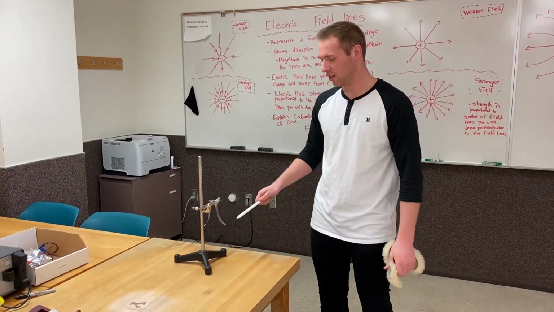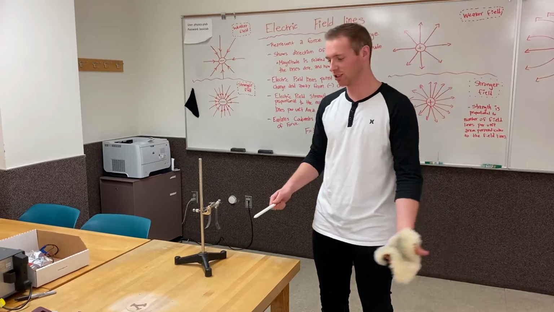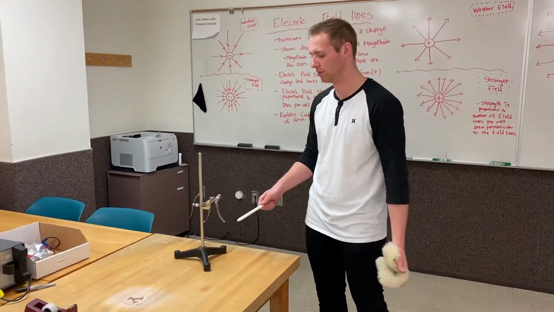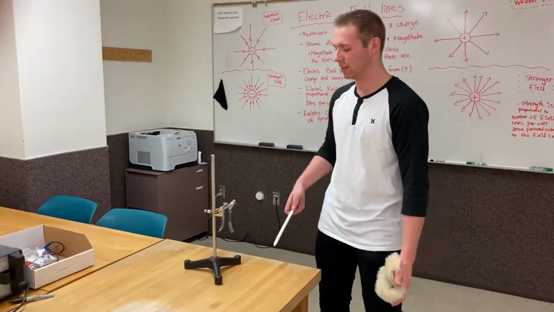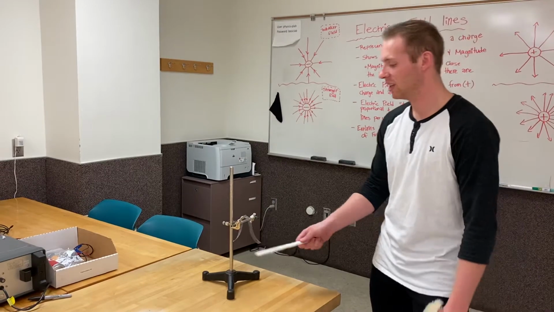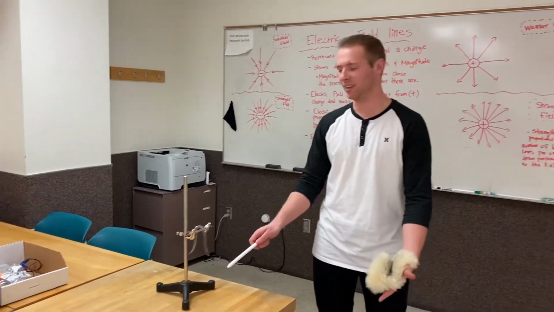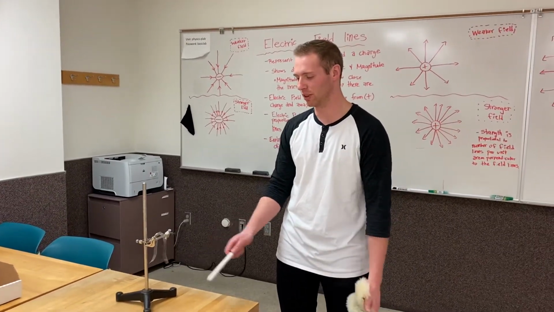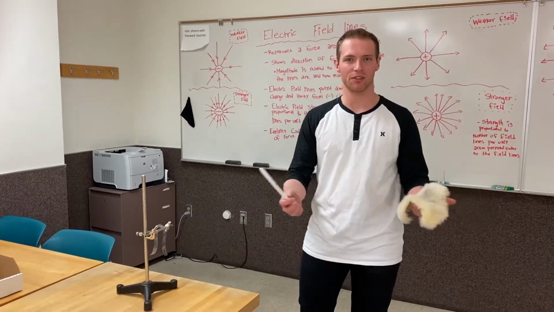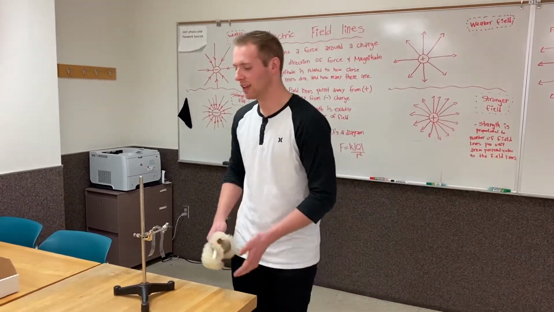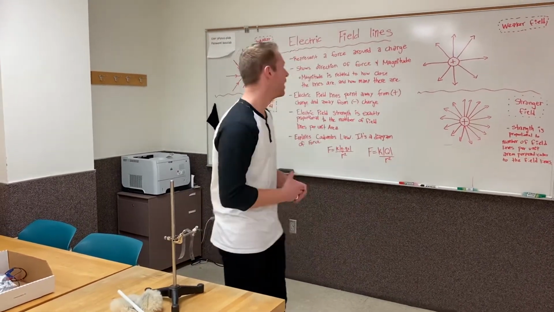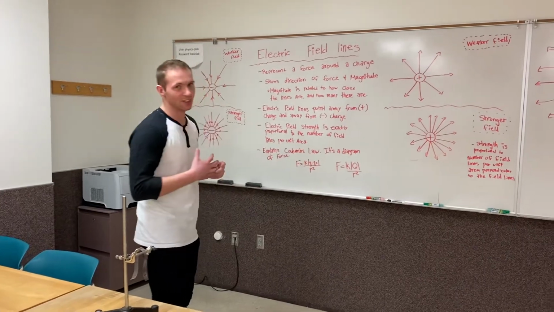So as you can tell, our positive charge is attracted to our negatively charged rod, whereas our negatively charged piece of tape is repelled. So two opposite reactions or interactions with this rod. So that's got to tell us that there's two different forces or two different things that are happening. So this can be explained by our electric field lines.